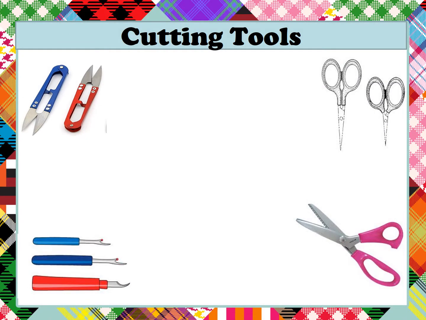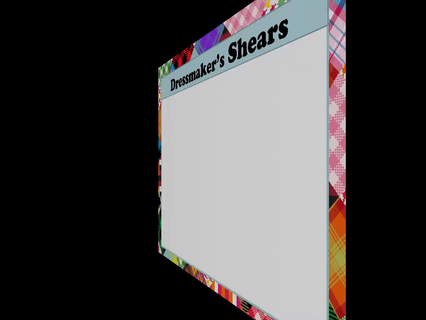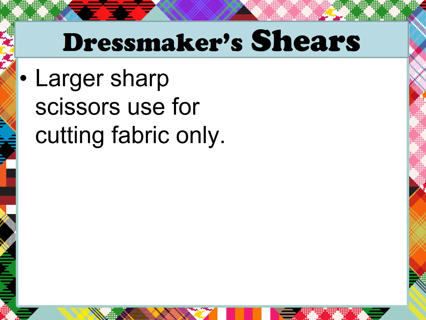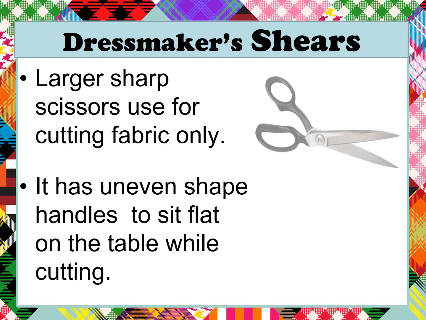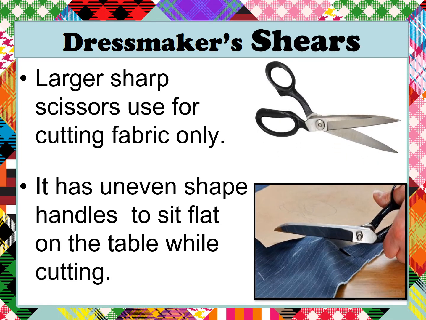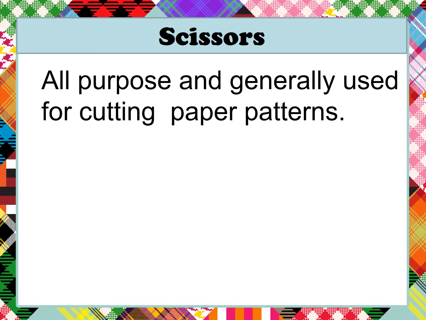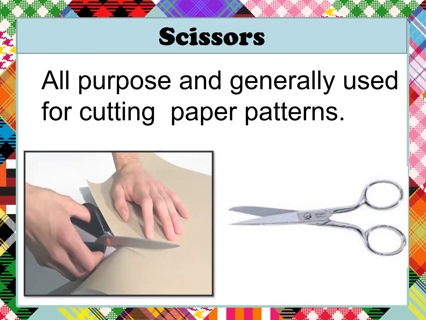Another category of tools are the cutting tools. Cutting tools help make clean cuts and trim unwanted threads. First cutting tool, dressmaker's shears. It's a large, sharp scissors used for cutting fabric only. It has uneven shaped handles and sits flat on the table while cutting. Let's look at scissors. Scissors are all-purpose and generally used for cutting paper patterns.